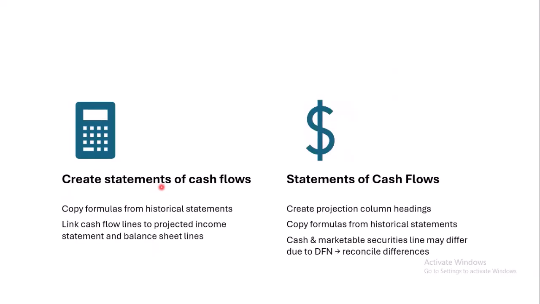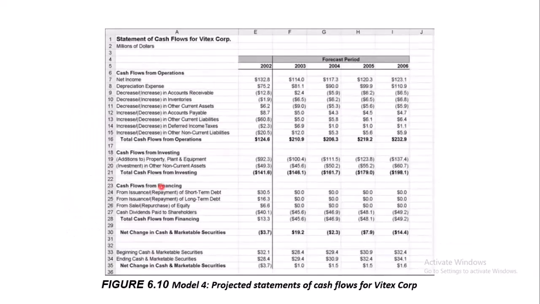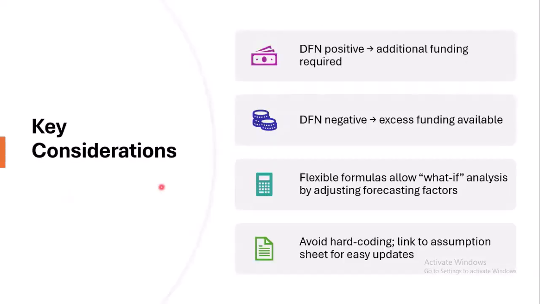So we create statement of cash flow as expected, just the same way we created our income statements. We're going to create projected statements of cash flow from the newly projected income and expenditure statement. And that said, we'll be ready to close this out, right? So if your discretionary funding is positive, then additional funding is required. If discretionary funding needs is negative, then excess funding is available, right?